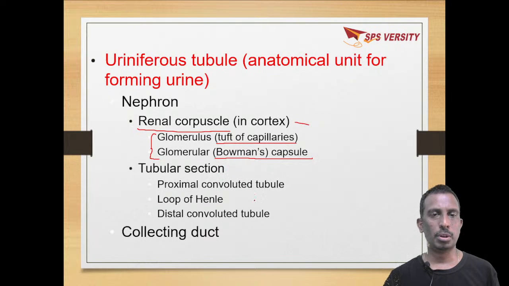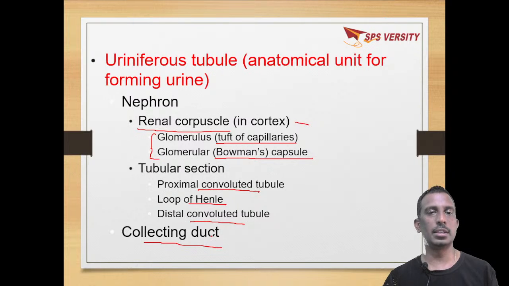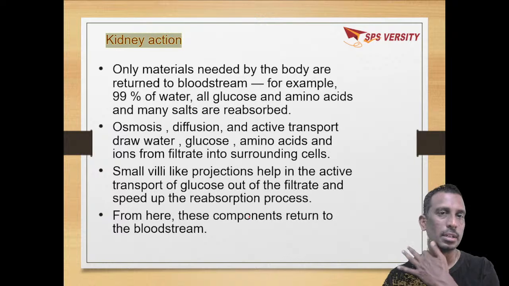Next, the tubular section: proximal convoluted tubule, loop of Henle, distal convoluted tubule, and collecting duct. So we can differentiate the parts of a nephron into renal corpuscle, tubular section, and collecting duct. The renal corpuscle consists of glomerulus and Bowman's capsule. The tubular section consists of PCT, loop of Henle, and DCT. And the next one is the collecting duct.